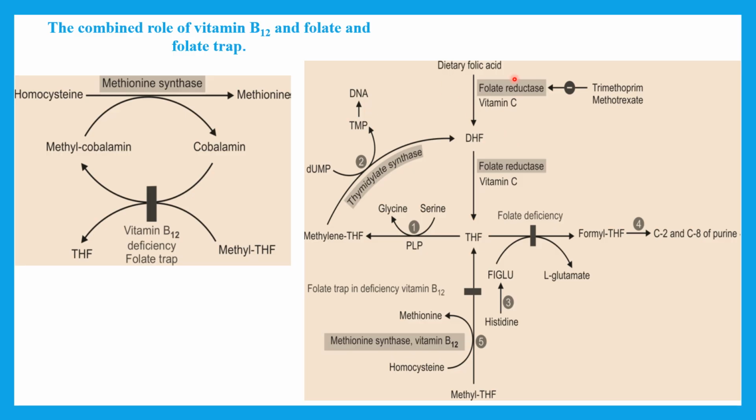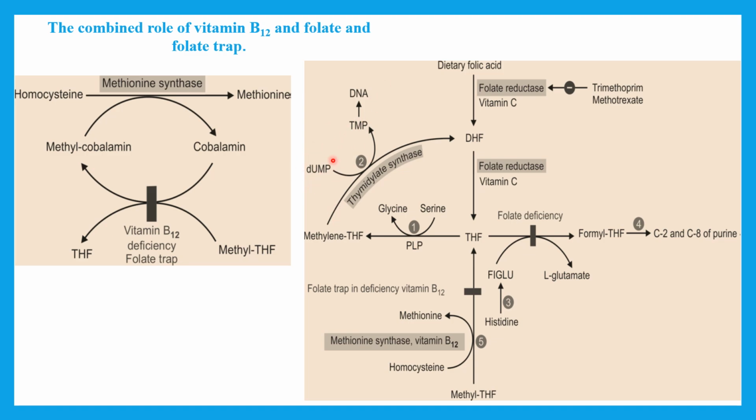participates. This is the dietary folic acid, which converts into dihydrofolate with the help of the enzyme folate reductase and vitamin C. Then dihydrofolate to tetrahydrofolate, and how is it being utilized? Tetrahydrofolate to methylene tetrahydrofolate with the help of vitamin B6 or PLP. Here serine is converting into glycine. Then further, methylene tetrahydrofolate is utilized for synthesis of thymidylate monophosphate.